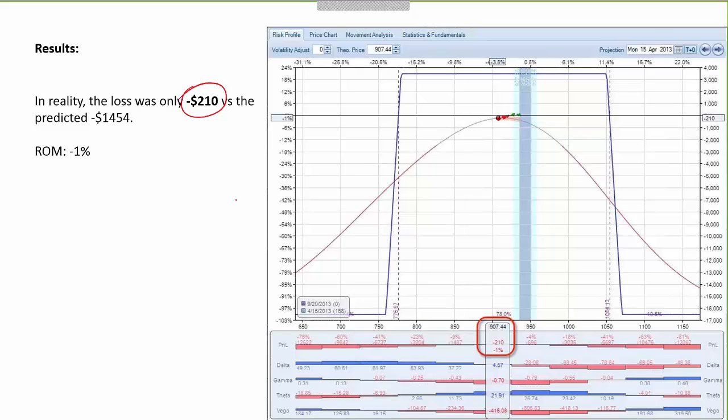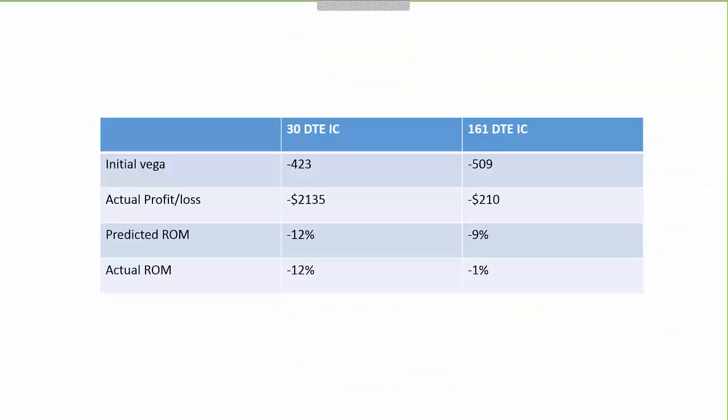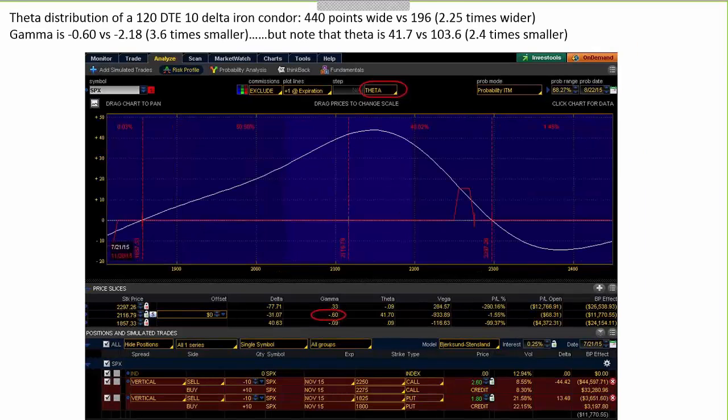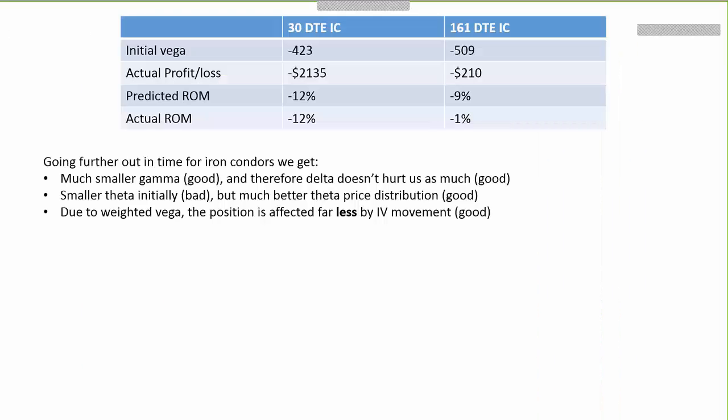So weighted Vega does affect single expiration trades such as iron condors, providing that they're, let's call it, 60 days out or more. I still feel it's a useful thing to understand. It's not just a calendar thing, but it's absolutely a calendar thing. So that's that. Better theta distribution. Again, we've talked about the dangerous long-term iron condor. Smaller gamma, good. Delta doesn't hurt us as much because it's a smaller gamma, that's good. Smaller initial theta, that's bad.